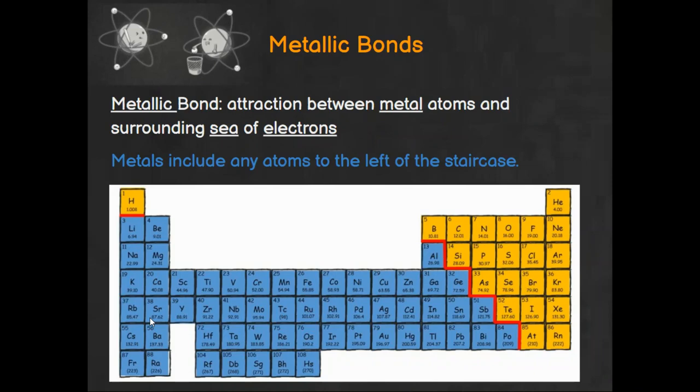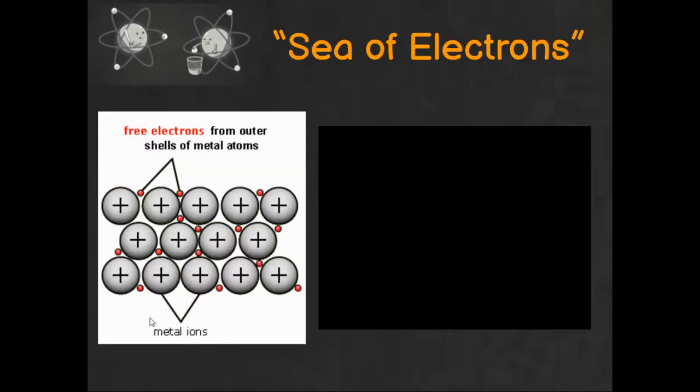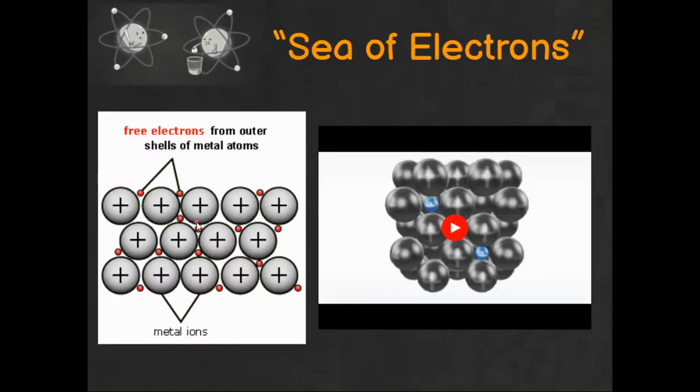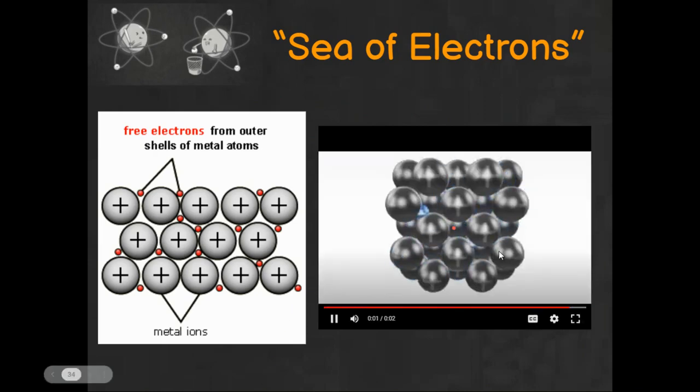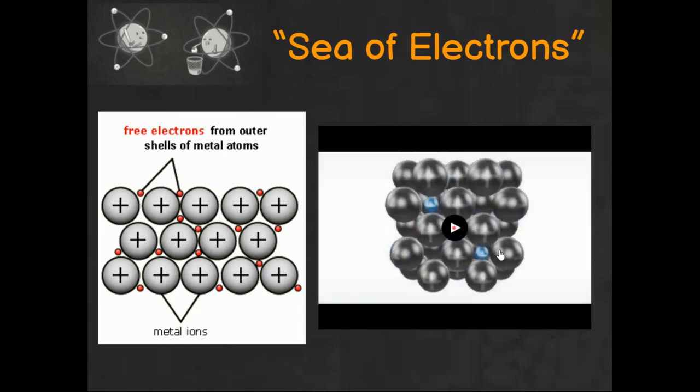Remember, hydrogen is not a metal, so we're not going to classify it as one. So all of these in blue, those are metals. Those are going to be in the metallic bonds. The sea of electrons, you're going to see random electrons between the metal atoms, and they're going to be floating around. And that's what it will look like when the atoms are connected and you're going to see those electrons floating around.